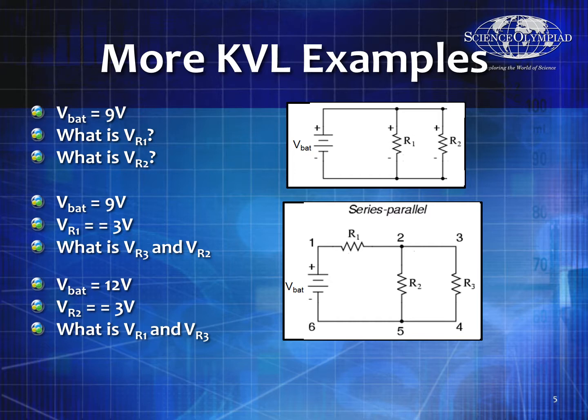Now if I do the same thing and say V battery is equal to 12 volts, what is VR1 and VR3? Oh, well, this is a little trickier. VR1 would then be, if I do the internal loop, 9 volts. So VR1 is equal to 9 volts, and VR3 is equal to VR2 if I do the loop on the far right-hand side, so it's 3 volts.